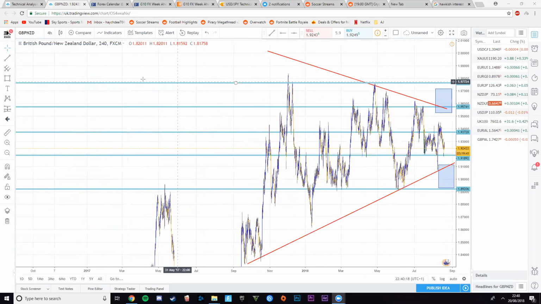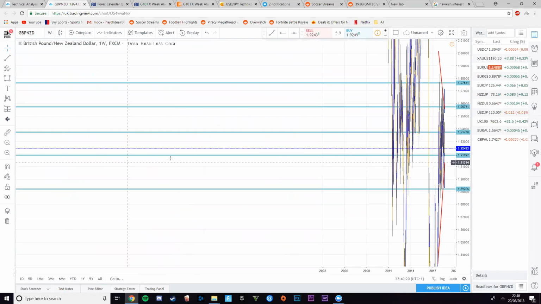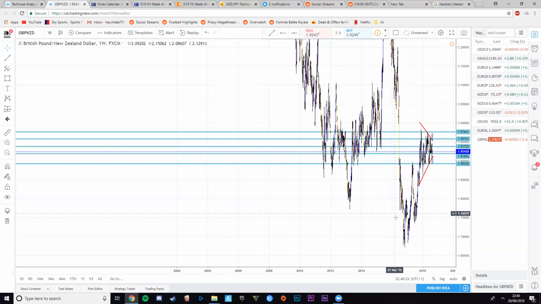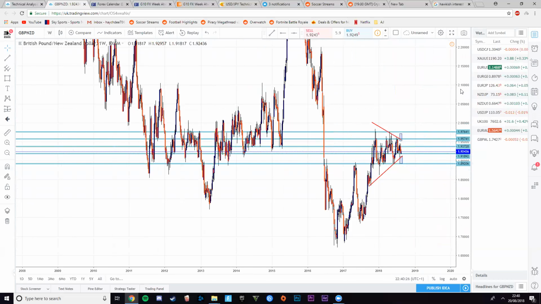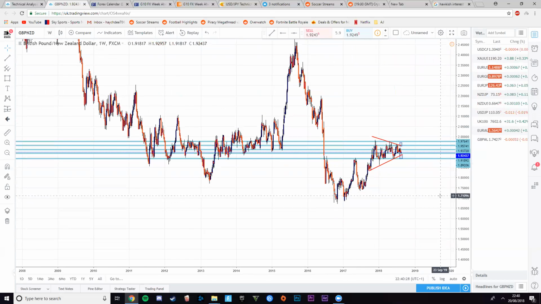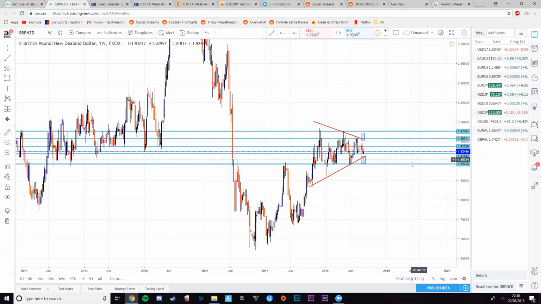So the only reason, if you go into a weekly now, kind of see what's been going on. It broke out downwards, pattern up. It could be just like, boom. It could shoot upwards. I really think it could.